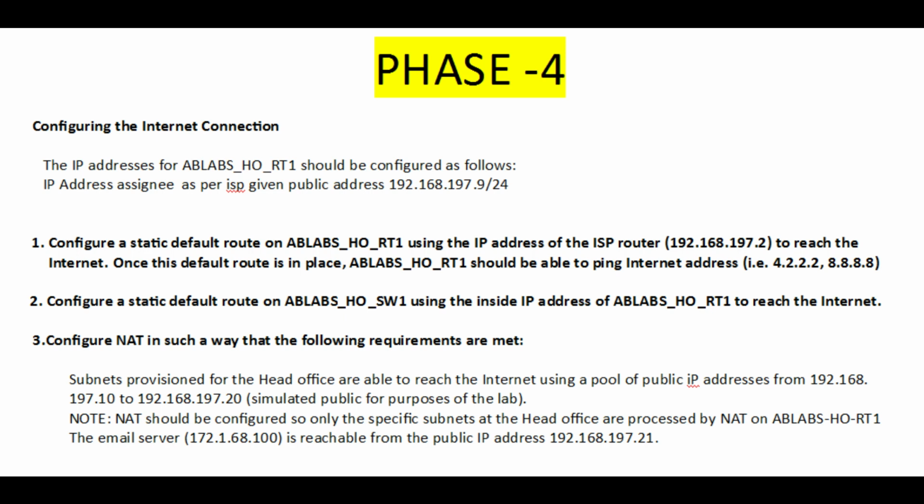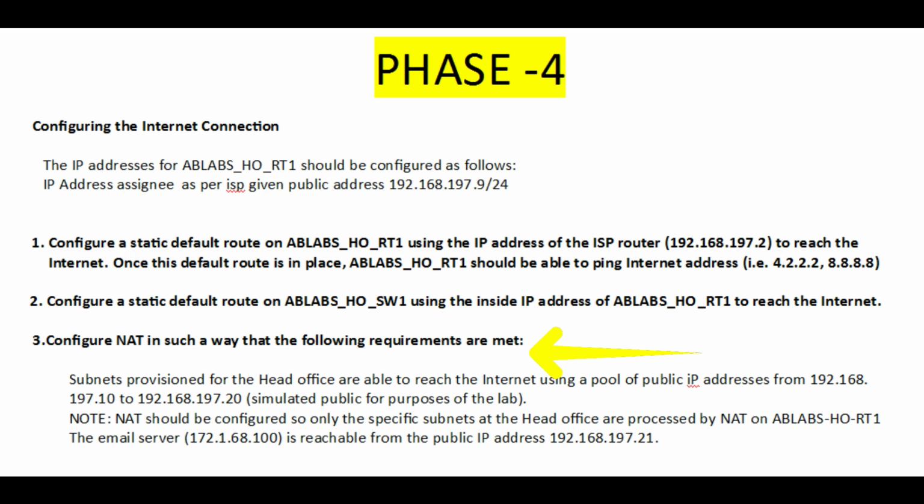After configuring the static route on router 1, router 1 will be able to reach the DNS servers 4.2.2.2 and Google public DNS server 8.8.8.8. And then we go to switch 1, configuring a static default route using the inside IP address of router 1 to reach the internet from our LAN network. After that we have to do the NATing on router 1 so that our head office can access the internet.